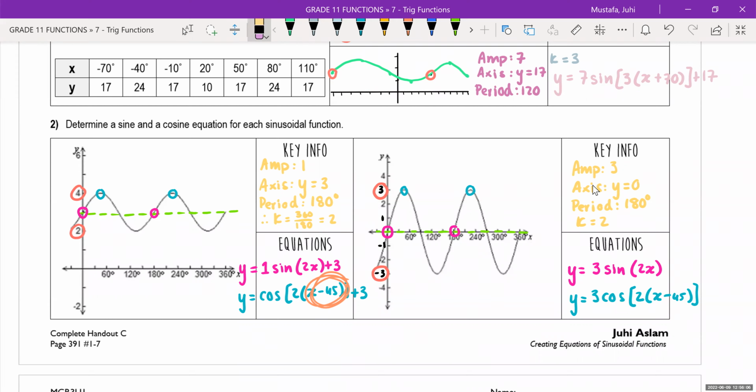The other mistake was in the question right beside it. So this one right here, this also had a period of 180 degrees. That means the quarter period is 45. We are shifting over 45 degrees to the right. So just change that answer to 45 as well.